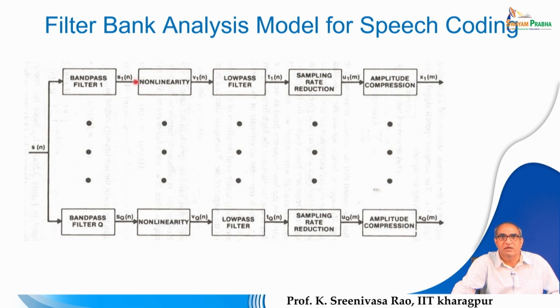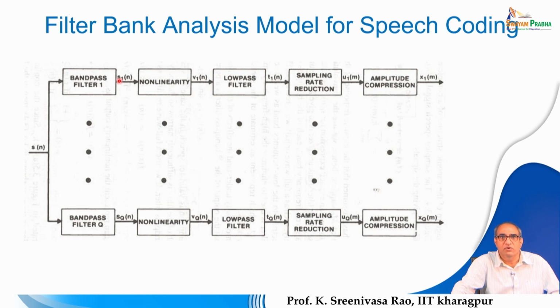Now if you look at the outcome of these filters, like S1 of n, S2 of n, up to S16 of n, where S1 of n is a narrowband speech signal where the frequency components from 0 to 500 will be present, whereas S16 of n contains the frequency components from 7500 to 8000 hertz, right. That way, the outcome of each filter will be limited in the frequency band.